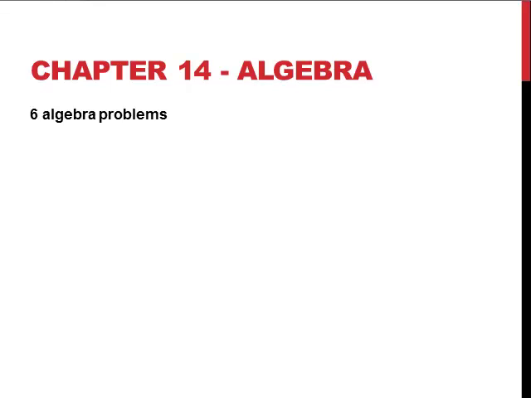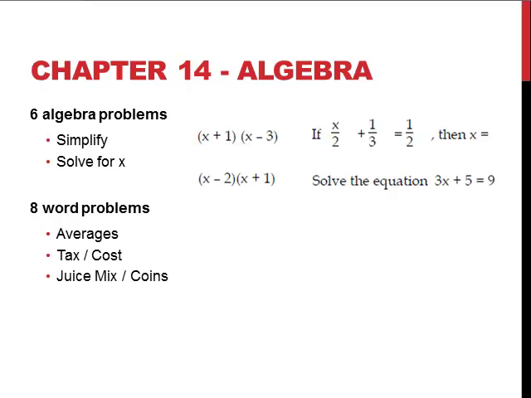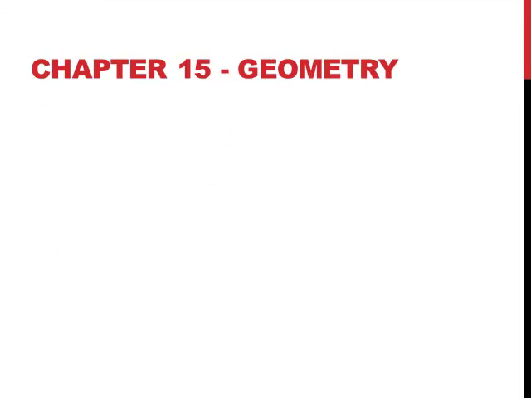Chapter 14 has 14 problems. Some of them are algebra problems that ask you to simplify or to solve for x. And then 8 of them are word problems, things like calculating averages or calculating the cost or the tax. There's also a problem that has to do with mixing juices and another problem that has to do with mixing coins.